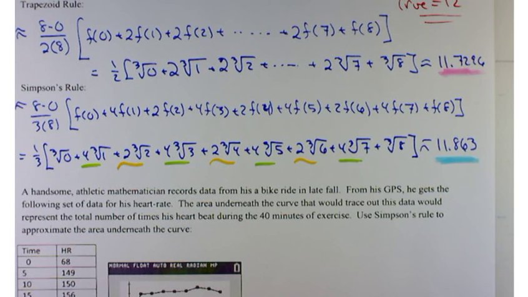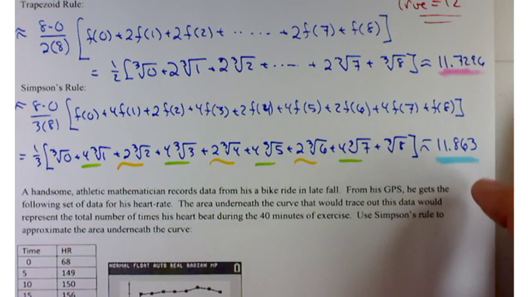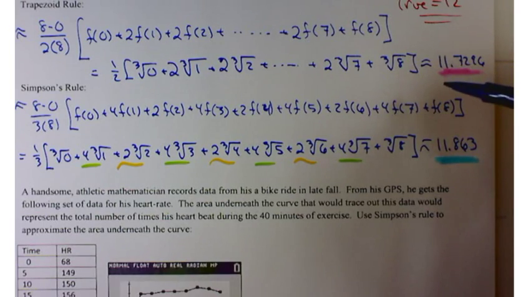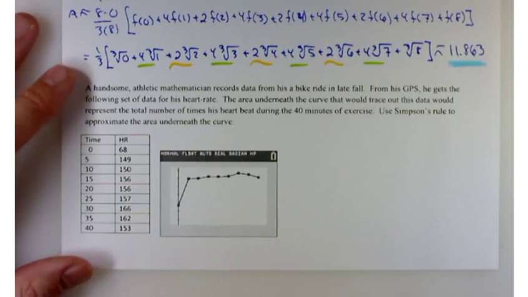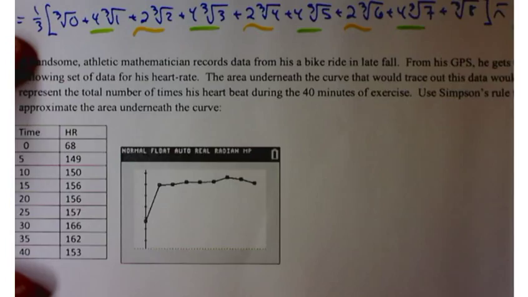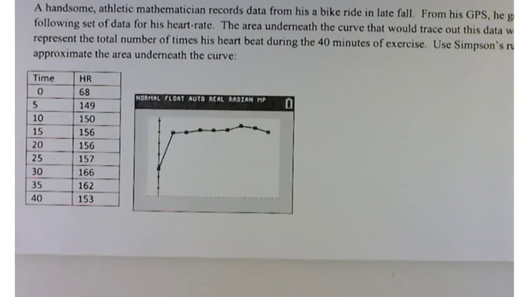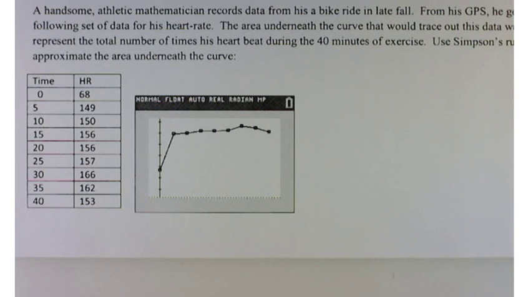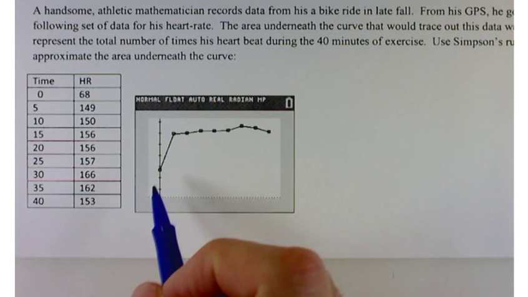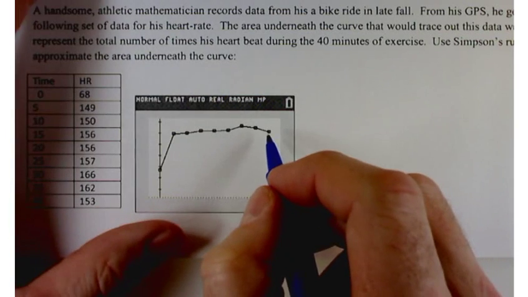The nice thing about these is that you can apply these to situations where you don't necessarily have a function. If you just have some data, then you can do that as well. So this is data taken from a GPS during a bike ride, and it's taken at regularly spaced 5-minute intervals. There's your heart rate.